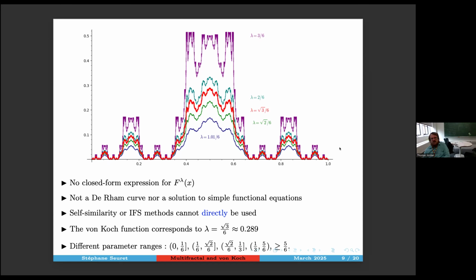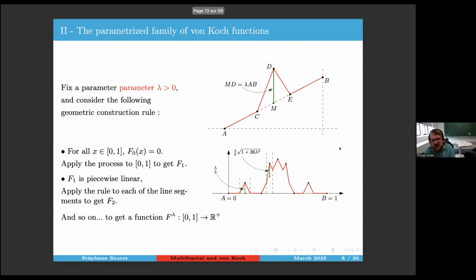There's a chat message from Mihal. He's asking about lambda times AB: is this distance AB calculated in the horizontal direction, or is it the geometric length of the interval AB? Yes, it's the length of the segment, not of the interval. And it's one reason for which it's not self-similar. You can think about it, but that's the reason it's not self-similar.